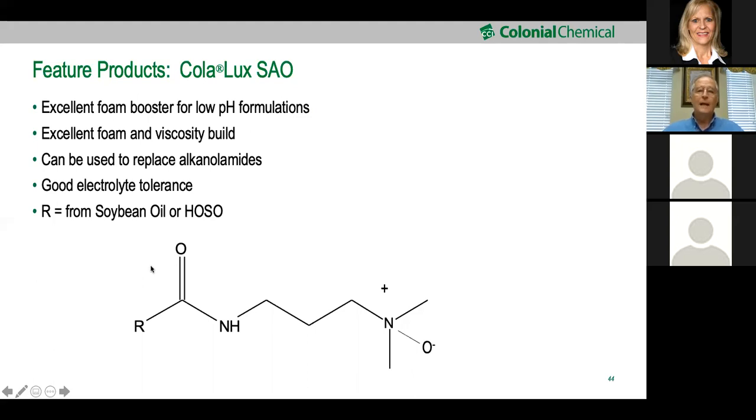The last example is Colux SAO. The Colux brands, these are amine oxides in the Colonial line, good foam boosters from low pH formulations and good viscosity build. Alkanolamides, which in the personal care industry are largely not used a lot. This would be a good way to replace them and provide thickening with good electrolyte tolerance. Here is a picture of an amine oxide, and this one's derived from HOSO.